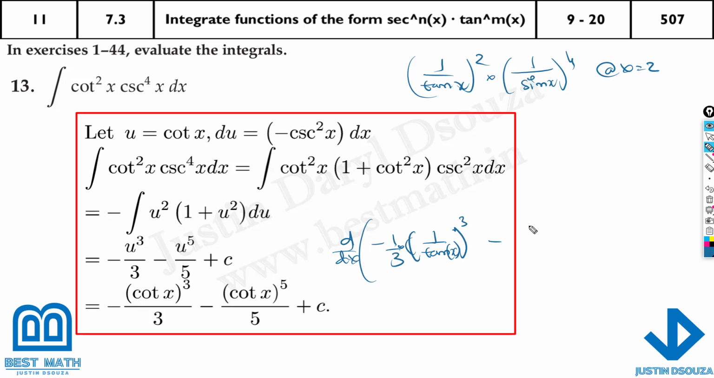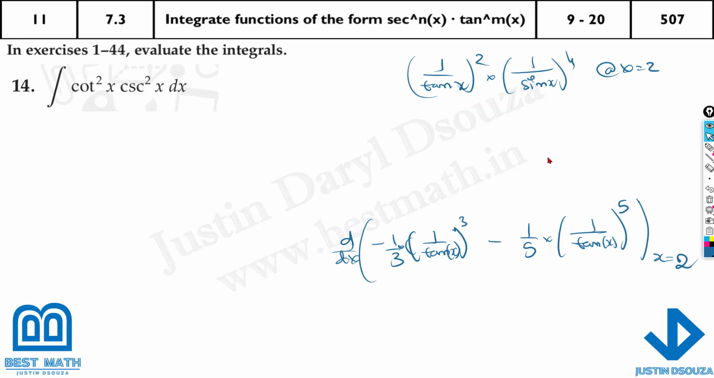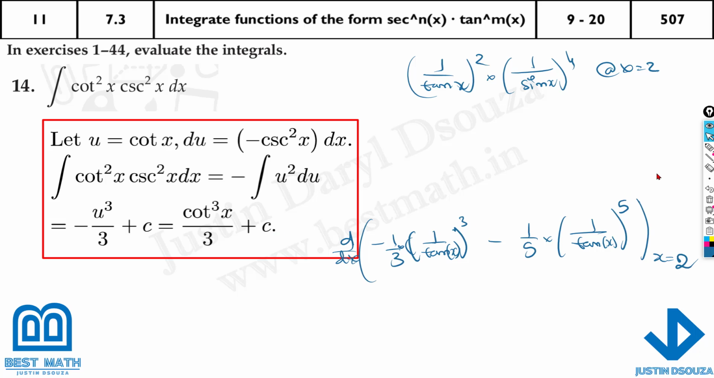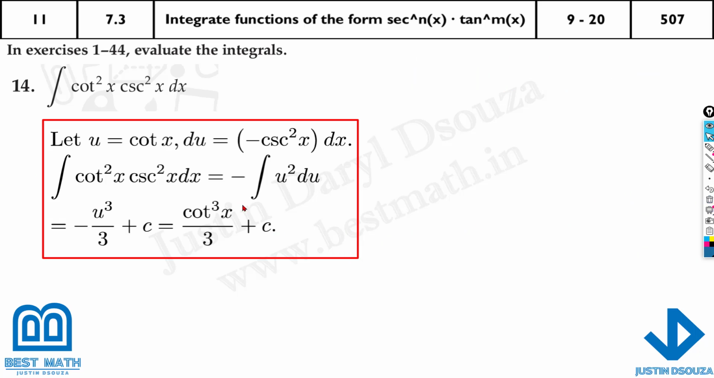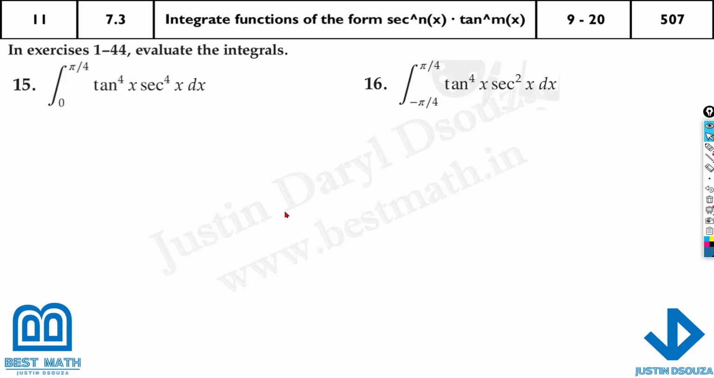And then it'll be minus 1/5 multiplied by 1 by tan x, close the bracket and raise it to the power 5. And this entire thing is evaluated at x equal to 2 because we assume it 2. So that's how we solve this, and you can try all the other problems. You will definitely get it because I've checked it by myself. Almost all the problems you will get the correct answers. So in the calculator method, it's very simple.